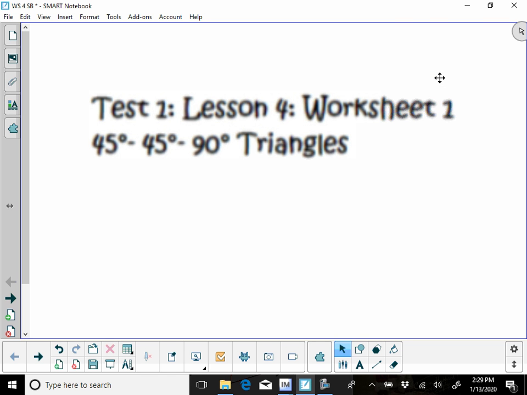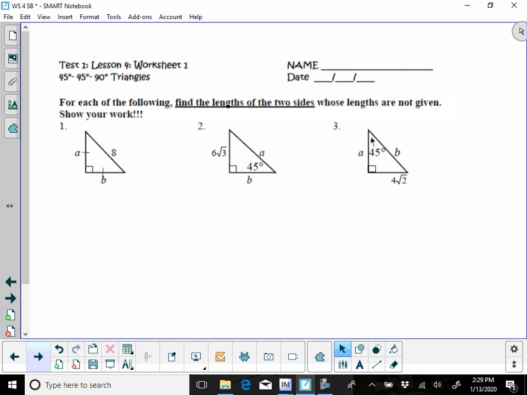All right, so looking at your worksheet on 45, 45, 90 triangles. Remember tomorrow you do have a quiz on Pythagorean theorem. So we're going to do that probably towards the end of class tomorrow. We'll see. All right, so first few here.